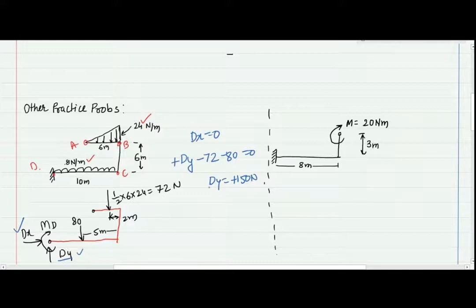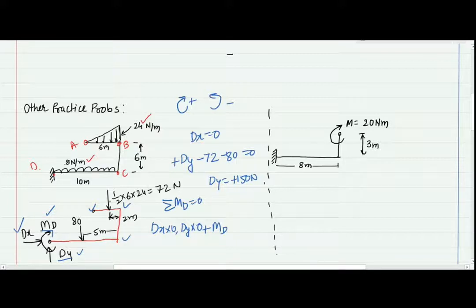Now the moment balance. I can balance moment here, here, here or anywhere. But as I said, we prefer the point where we have maximum forces. So let's do it at point D. When I do the moment balance at point D, I will get Dx into 0, Dy into 0, moment Md, and let's assume that clockwise moments are written as positive and counterclockwise as negative. So I will put plus Md because I have assumed it as clockwise.